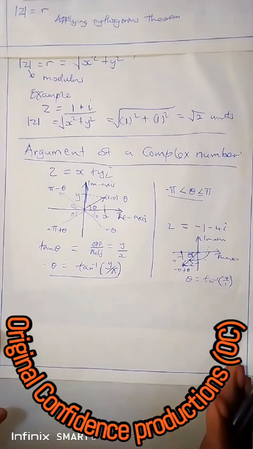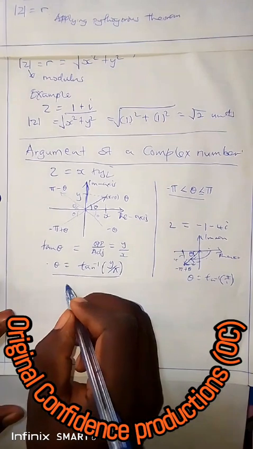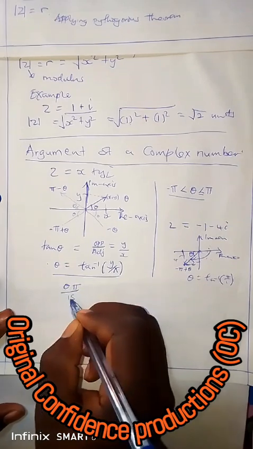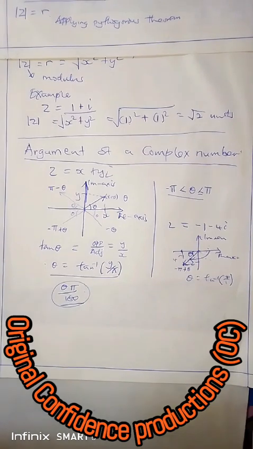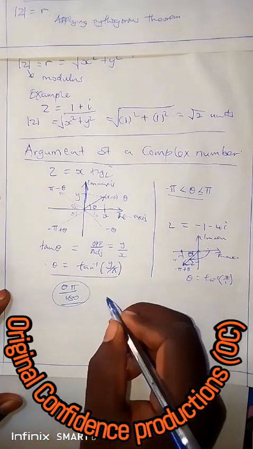Then the last thing is that the angle is transferred to radian. The argument is recorded in radian. And everyone knows how to record the argument: if the argument is theta, then it will be theta in degrees times pi over 180. The answer you get will be in radian, and it must remain with our pi.